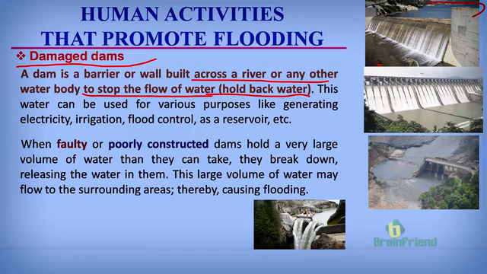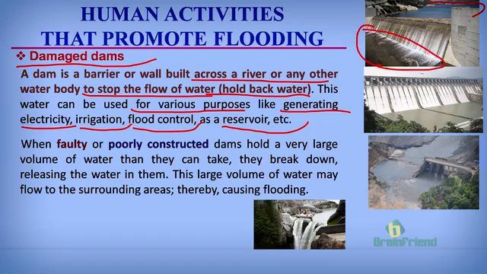This water can be used for various purposes. That is, water that is held by the dam can be used for various purposes. Such purposes include generation of electricity. So we can use such water to generate electricity. We can also use it for irrigation purposes. We can also use this wall to control erosion. And it can also serve as a water reservoir in a community or in an area. So water can be stored in this area for future use as a reservoir.